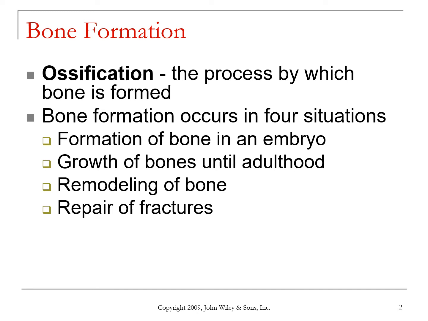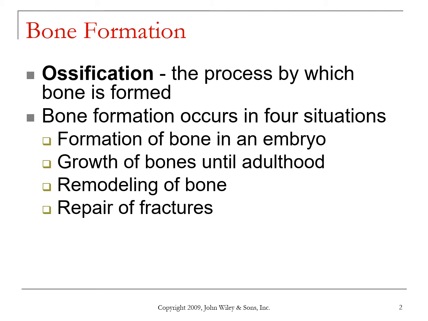The process by which bone is formed is called ossification or osteogenesis. Throughout life, bone formation occurs in 4 situations. Initially, we need the development of the bony skeleton during embryonic development, so that's in utero. Then, we need continued bone growth and development throughout infancy, childhood, and adolescence until adulthood when we stop growing.